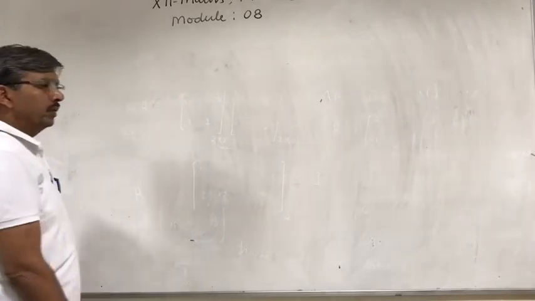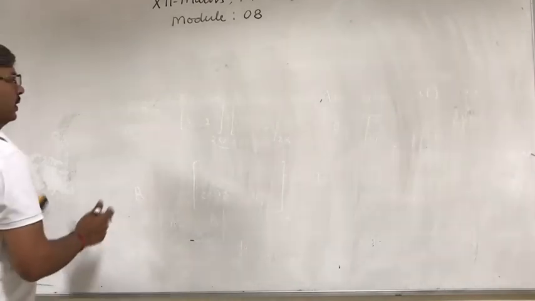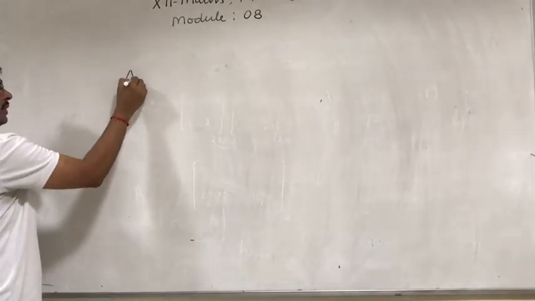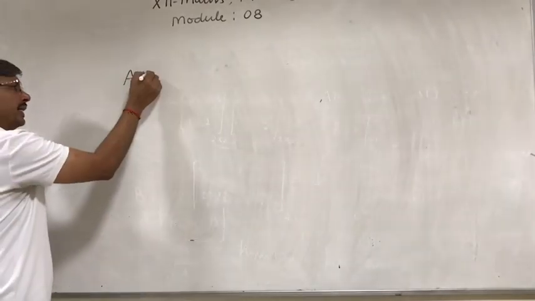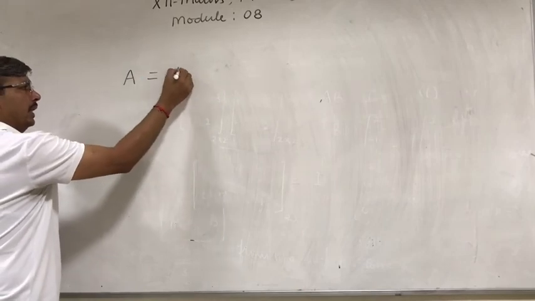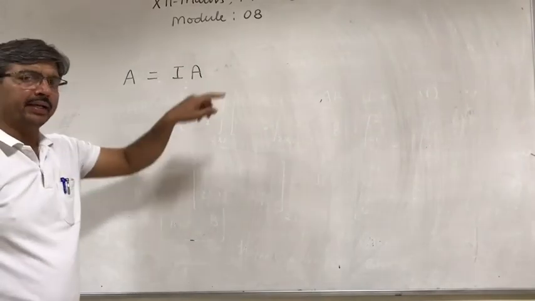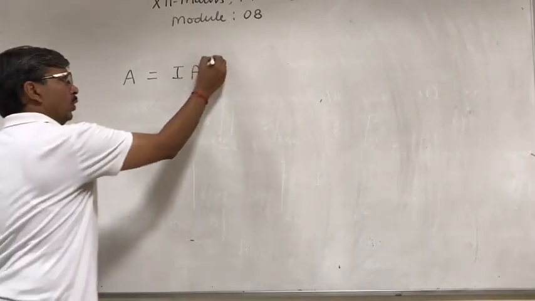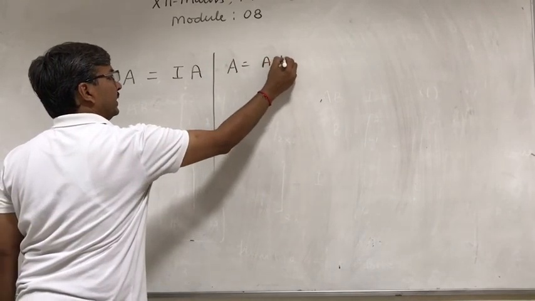Now, finding out the inverse of a matrix. How do we find out the inverse of a square matrix? Let A be a given matrix. Then we can write A as IA, because I into A will become A. Or we can write A equal to A into I.